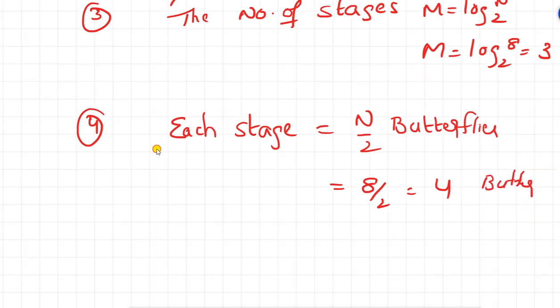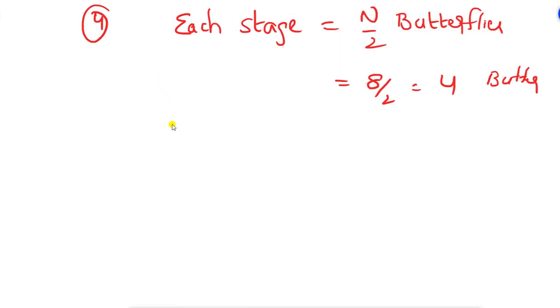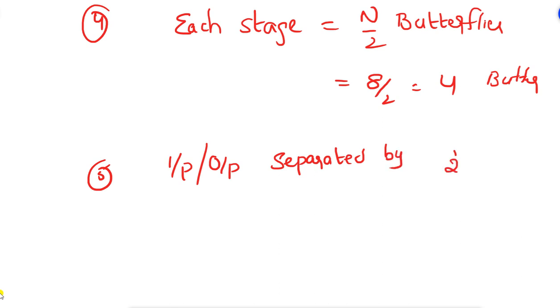And the next step, the fifth one: the inputs and outputs of each butterfly are separated by 2 to the power of m minus 1 samples, where small m refers to the stage index. For the first stage, they are separated by 2 power 0, that is 1 sample. That means inputs and outputs of the butterflies are separated by only 1 sample.